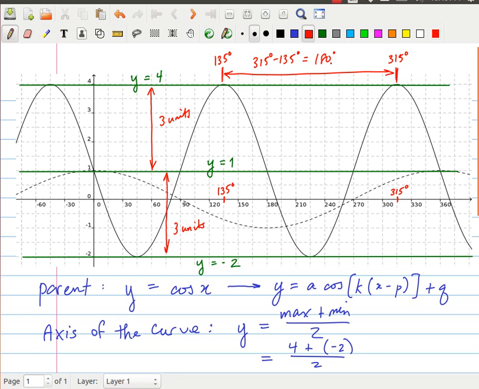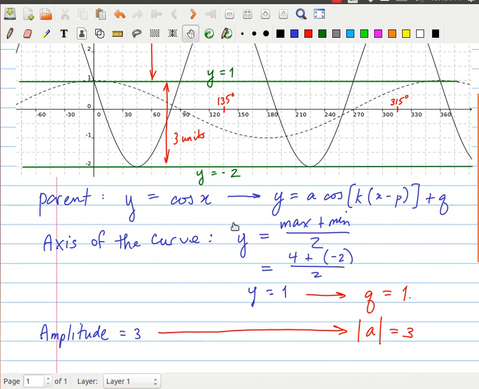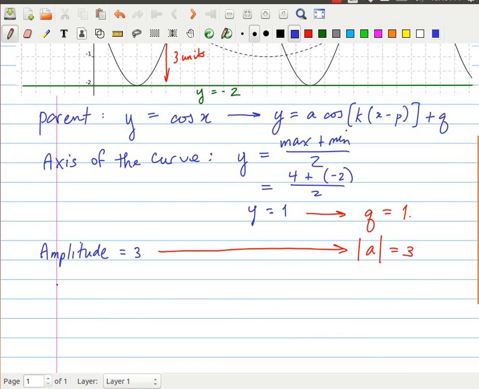So I have a period of 180 degrees for my transformed function. So I'm going to say the period is equal to 180 degrees. Now, how am I going to relate that to these parameters a, k, p, and q? The relationship there is that the period is given by the equation 360 degrees divided by k. And this 360 degrees is the period of the parent function. Maybe I'll just put a little note in there to that effect.